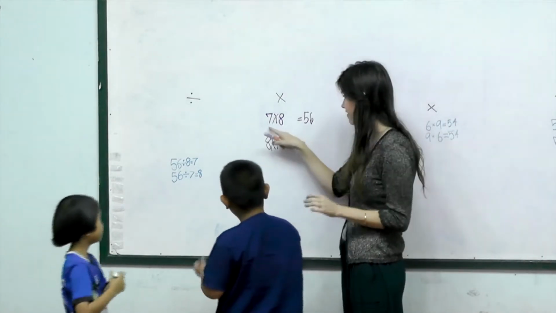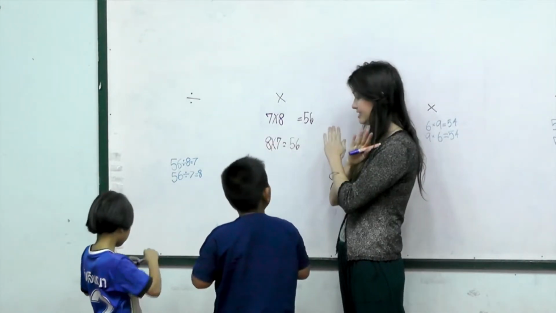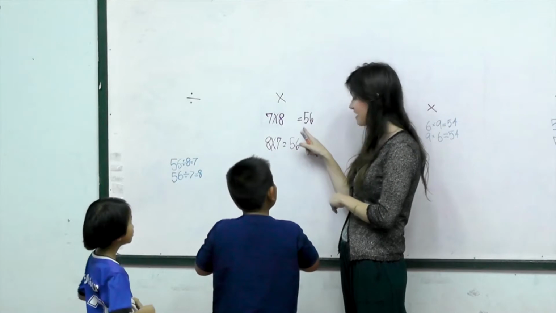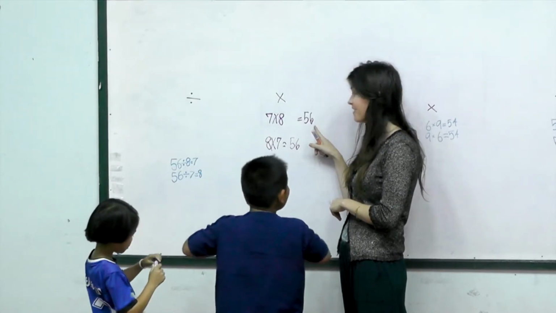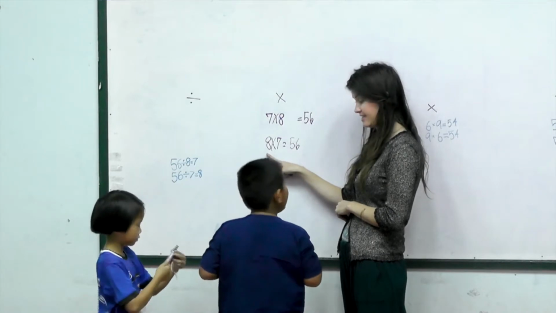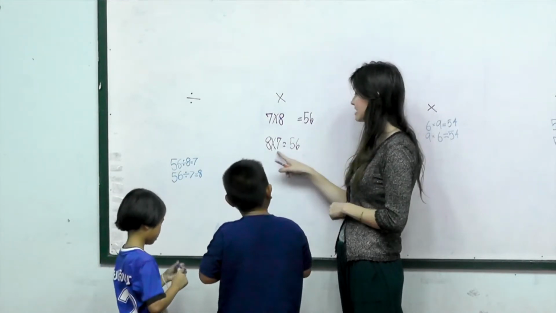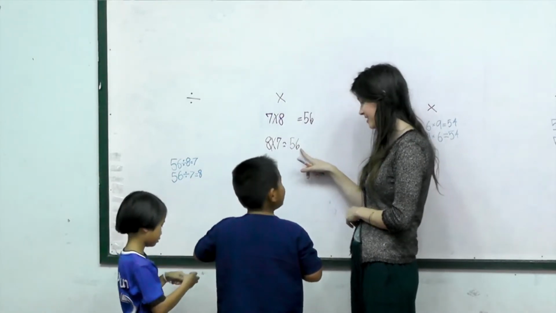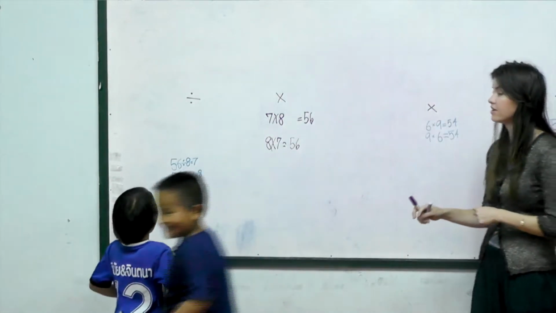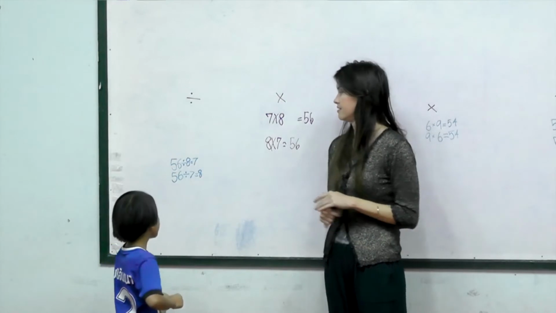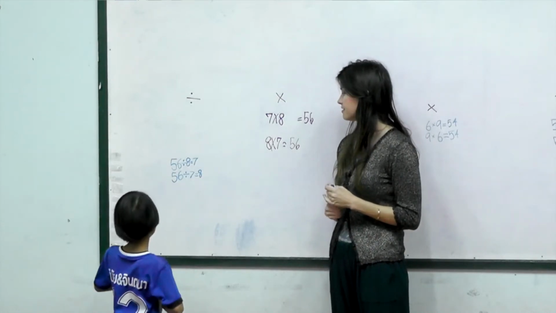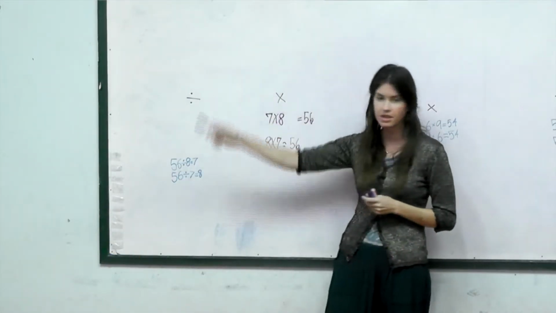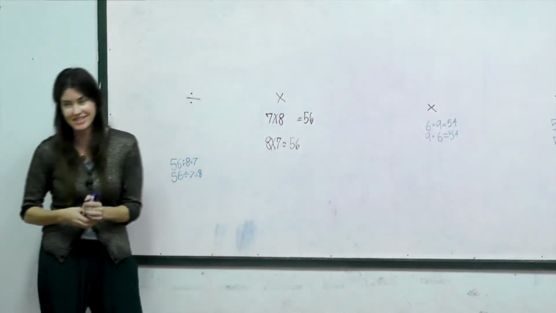Good job. Tell us what we have. 7 times 8 equals 56. Or 8 times 7 equals 56. Very nice job. Tell us what you have. 56 divided by 8 equals 7. 56 divided by 7 equals 8. Very nice job. We've got a beautiful fact family here for this.